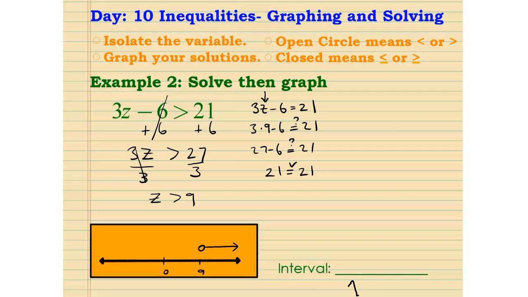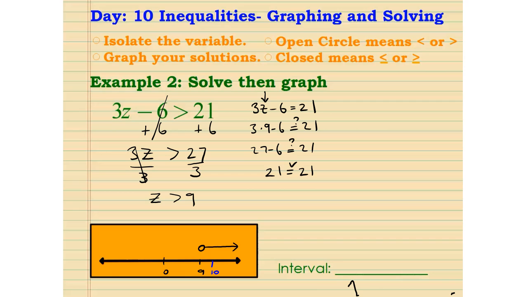Let's do the second level of check step, which is going to tell us whether our direction was correct or not. According to our direction, if we choose a number that is greater than 9, that number should be in our solution set. So I'm going to choose an easy number. I'm going to select 10. And 10 should give us a true result in our inequality.